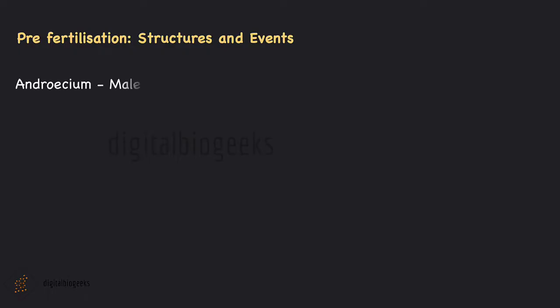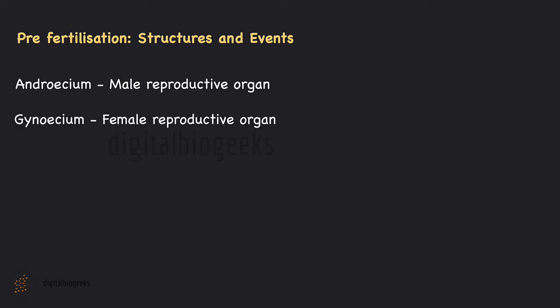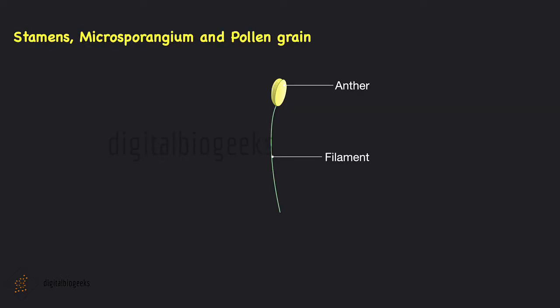We know that there are male and female reproductive organs in a flower. Androecium is the male reproductive organ and gynoecium is the female reproductive organ. Let's learn more about the male reproductive structures in a flower. This is the picture of a stamen. Stamen has two parts, anther and a filament.